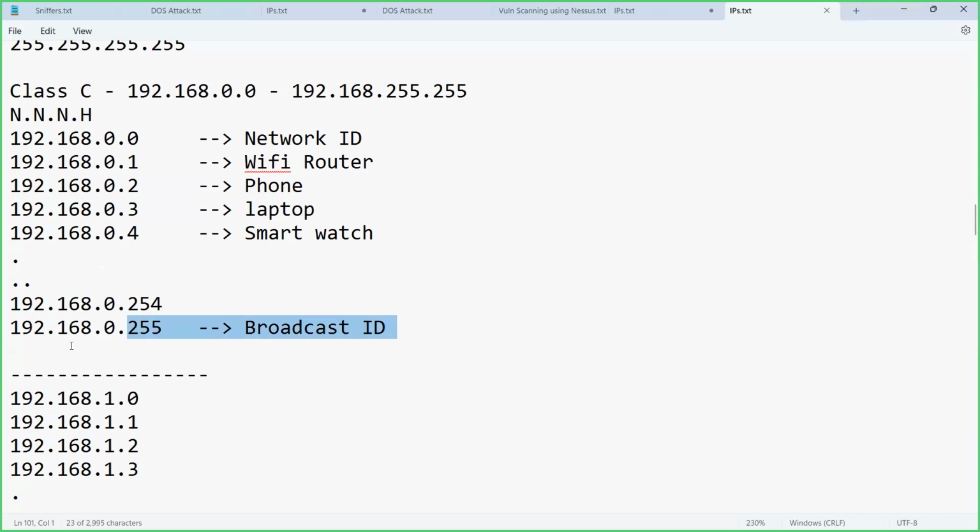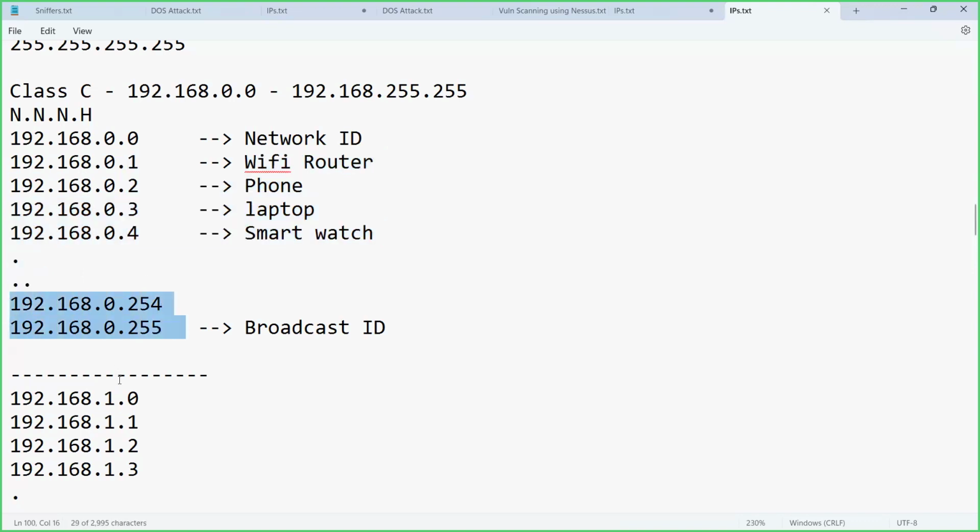Okay. And once you reach 0.255, what happens after that? This 255 cycles back to 0. And this 0 here changes to 1. Okay. Now, what I mean by network and host portions is, as long as the host portion changes, it signifies a change in the host only. So this could be my Wi-Fi router. This could be my mobile phone. This could be my laptop. This could be my smartwatch.